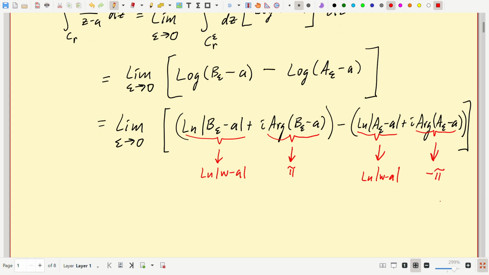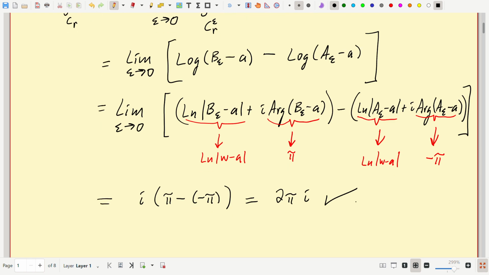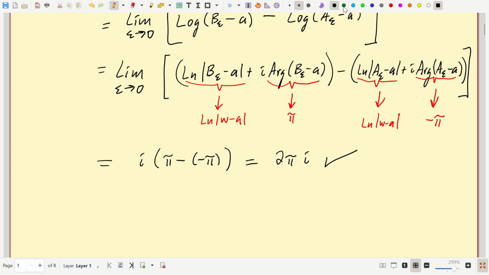And so the limit here is going to be equal to, the real parts cancel, and I'm going to get i times pi minus minus pi. And so sure enough, that's equal to 2 pi i. And that's what I claimed. So that famous integral is equal to 2 pi i.